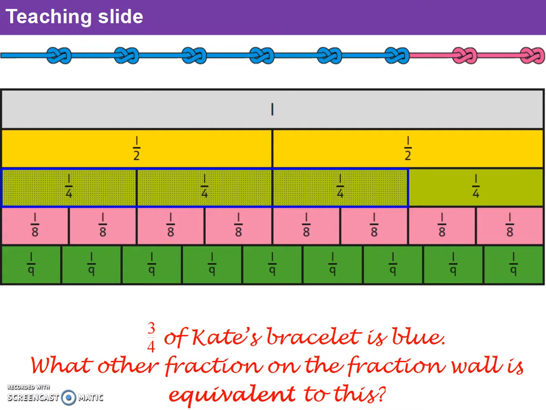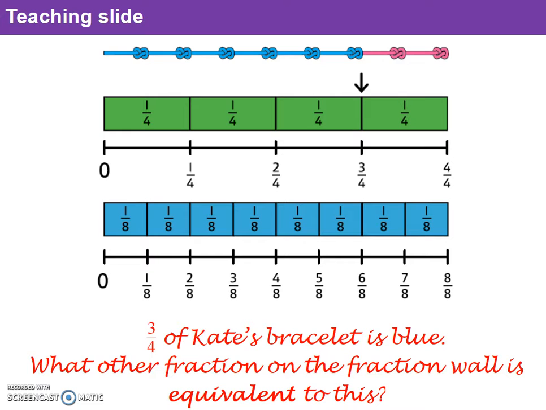Now we are looking for an equivalent fraction, which means we're looking for a fraction which is exactly the same amount. So looking at our fraction wall, can we see any others that would be the same length? In this instance, when we look closely at our fraction wall, we can see that from 3/4, if we go straight down, the 1/8s are the first ones that are in exactly the same line. And we can see that 3/4 is going to be equivalent, or the same as, 6/8. So 3/4 of Kate's bracelet is blue. What other fraction of the wall is equivalent to this? Well, we can see that it's 6/8. The other fractions aren't the same length.